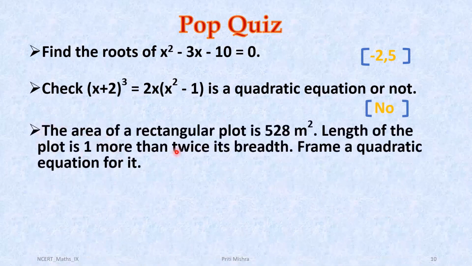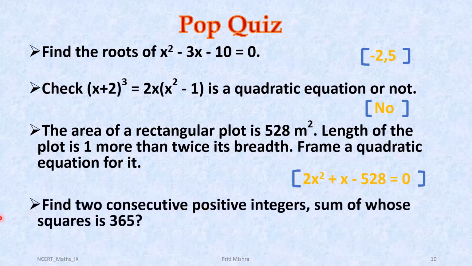Next question, the area of a rectangular plot is 528 meters square. Length of the plot is 1 more than twice its breadth. Frame a quadratic equation for it. Yes, get ready with your equation. It's very simple. So answer is 2x square plus x minus 528 is equal to 0. This is the quadratic equation for the given situation.